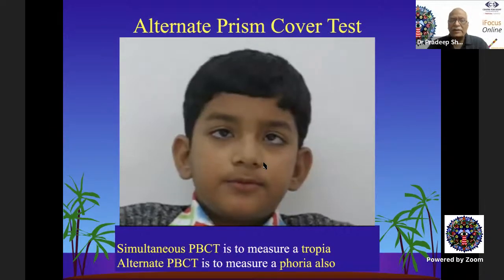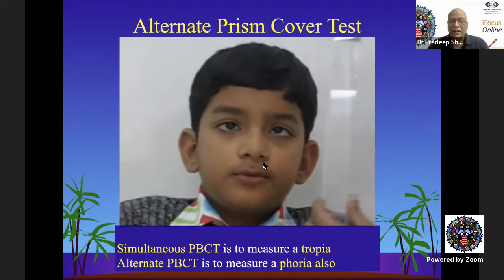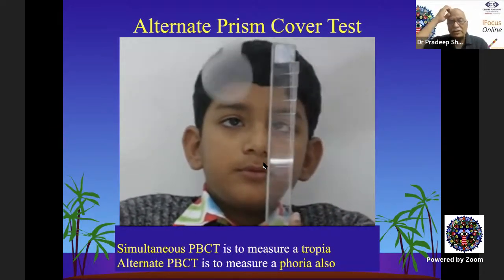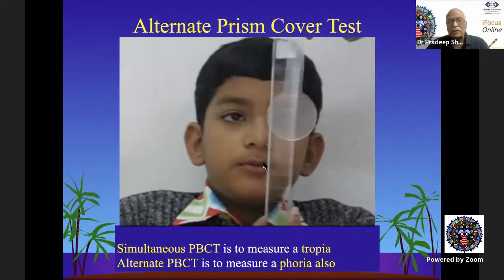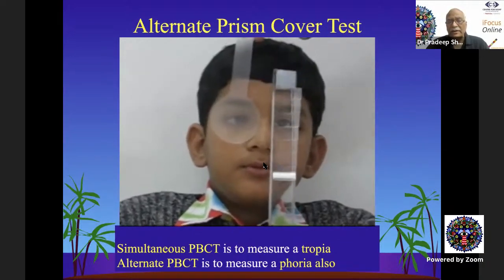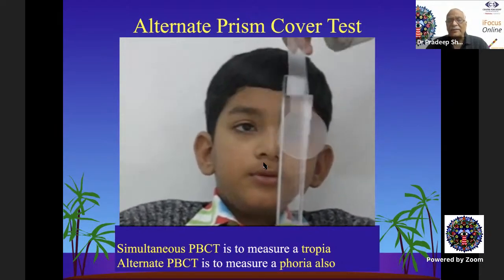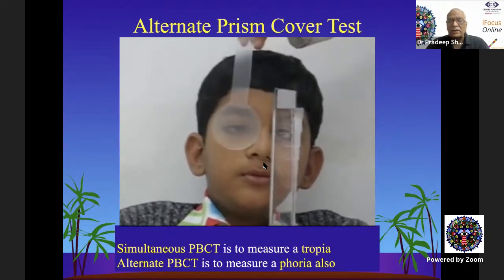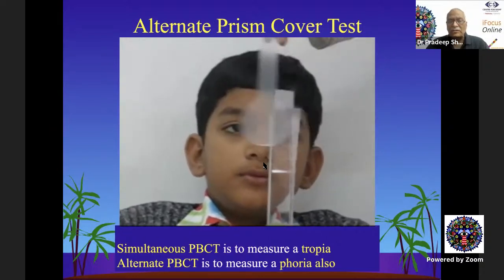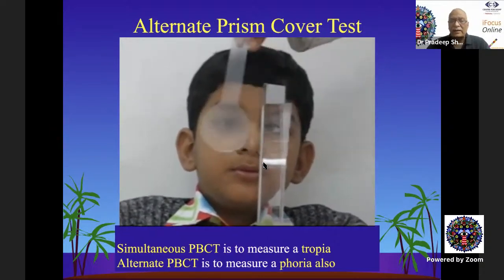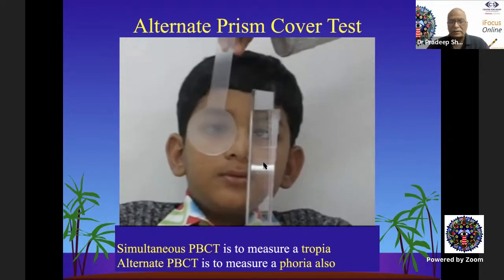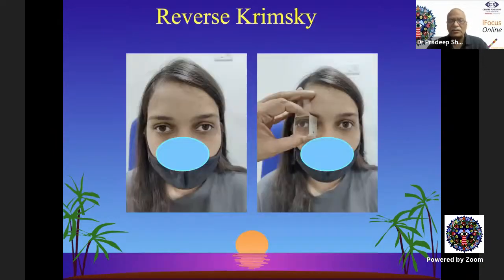Here there is an alternate prism cover test, and here it will also measure a phoria which is associated. Now you keep on alternating between the two eyes, not letting a chance to the person to see with both the eyes. And if there is a difference between the tropia with an additional phoria being there, then you will get a larger measurement on this examination. If it's the same, there is no hidden squint.